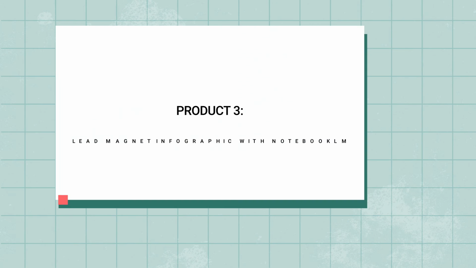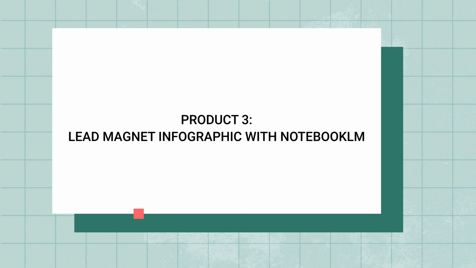So product number 3 is a lead magnet infographic, and for this, I use Notebook LM. And here's why it's so powerful. Instead of organizing 15 browser tabs, Notebook LM does it for you. You upload your notes, articles, and your sources. Notebook LM will summarize all of that information and will organize it into whatever you're trying to have as your output. So here's how I actually did it.